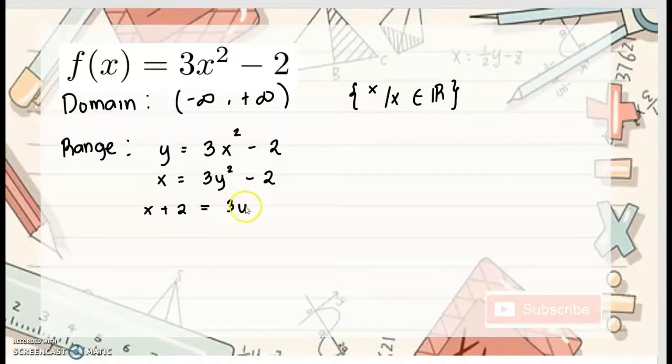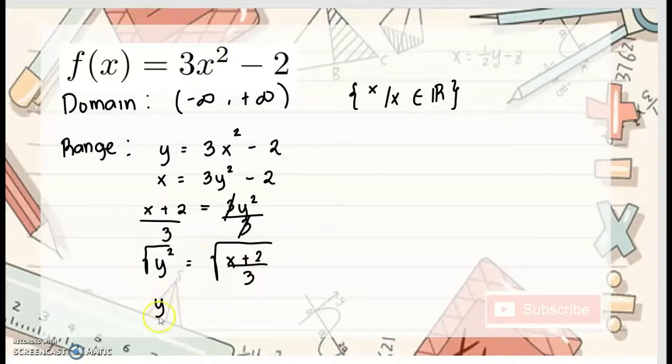Then this would be 3y squared. Then we divide both sides by 3 to cancel this out. What remains would be y squared is equal to x plus 2 over 3. To get rid of the square here, what you're going to do is to get the square root of both sides. So y is equal to square root of x plus 2 over 3. So as you can see, you can now identify the restrictions.